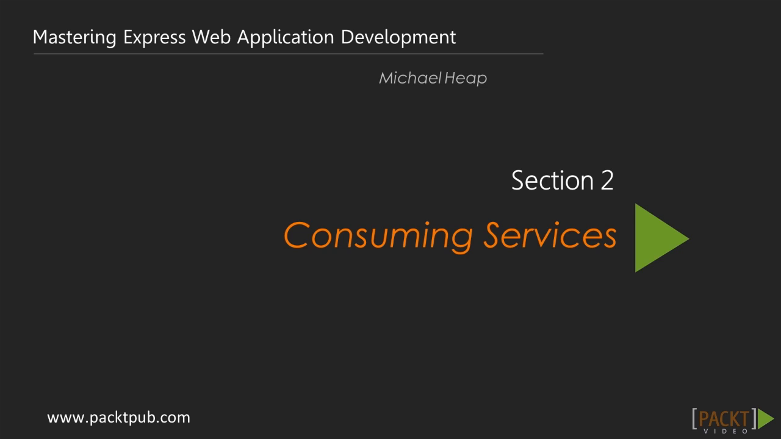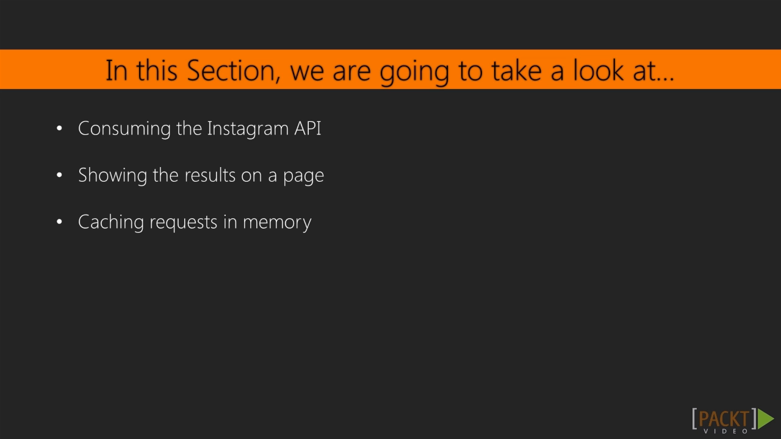Welcome back. Hopefully, you've had a bit of a break since section 1, and you're eager to start building something with the Instagram API. In this section, we'll be looking at configuring our application to connect to Instagram and pull down the latest popular images. We'll be creating a page to show these images. And finally, we'll incorporate a cache memory to reduce the number of requests to the Instagram API.